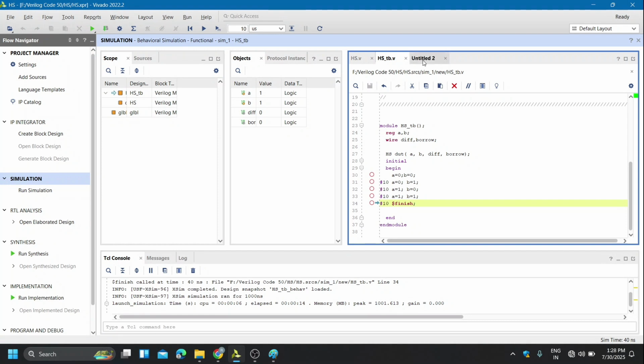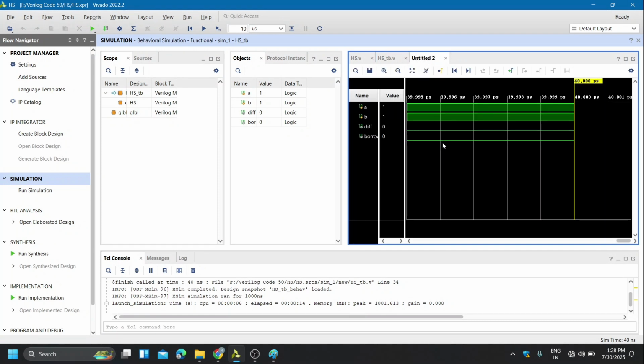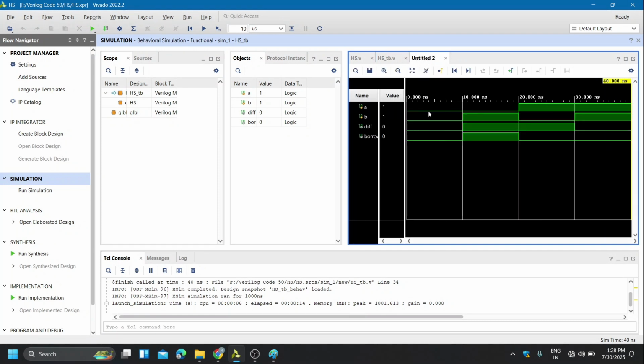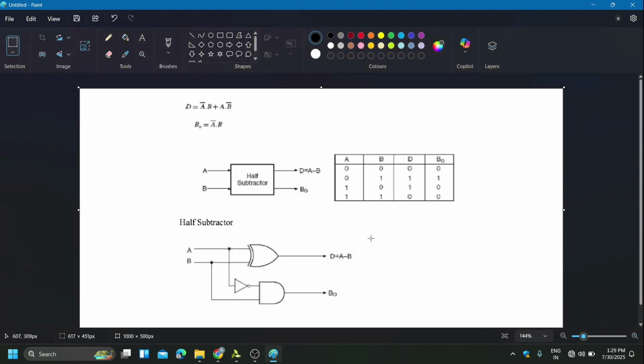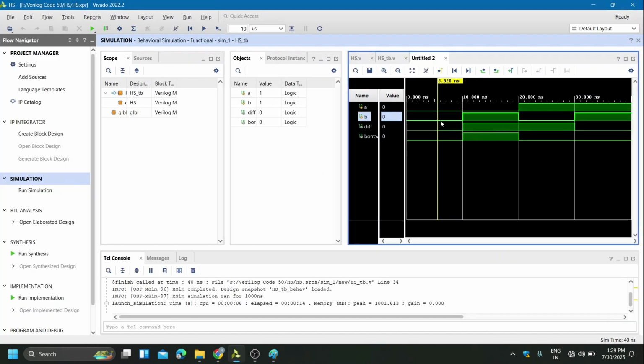Okay, so simulation is done. Here is the simulated result. As we passed initially 0 0 from the test bench, that's why 0 0, then 0 1, then 1 0 and 1 1. Now let's verify these inputs and outputs against our truth table. See, for the 0 0 case our difference and borrow is 0 0. So see here, for 0 0 its difference and borrow is 0 0.